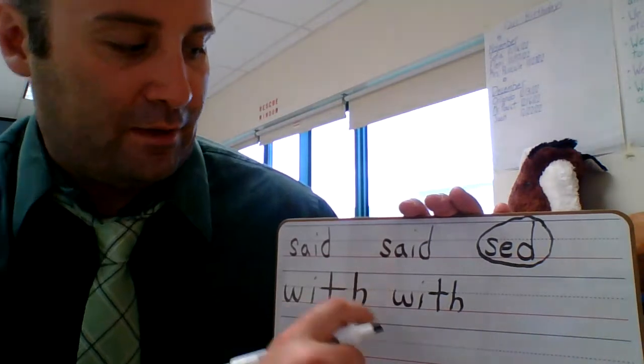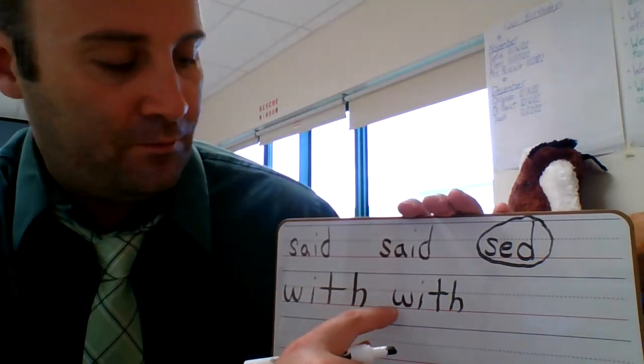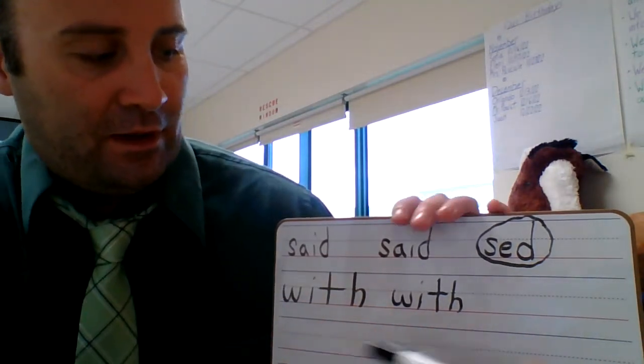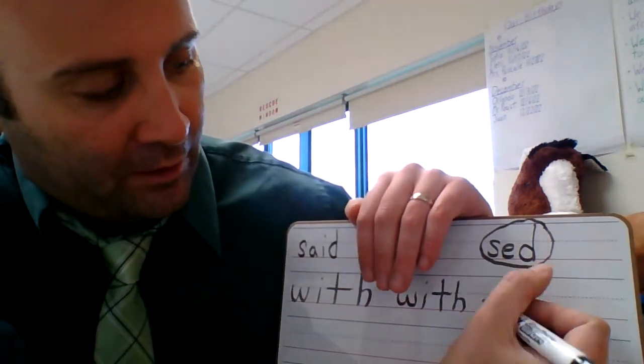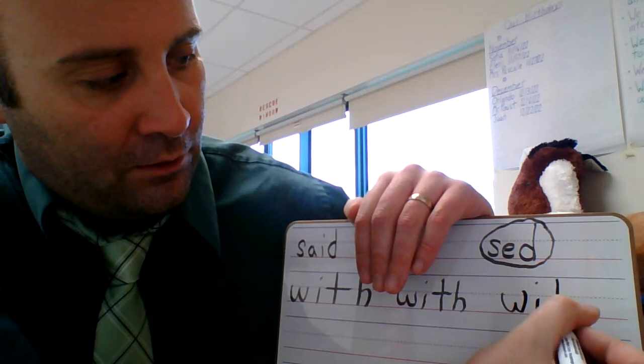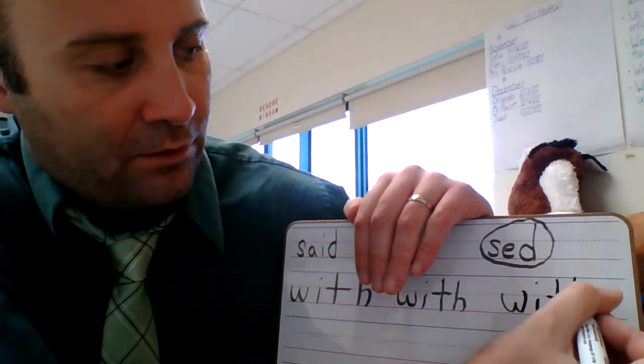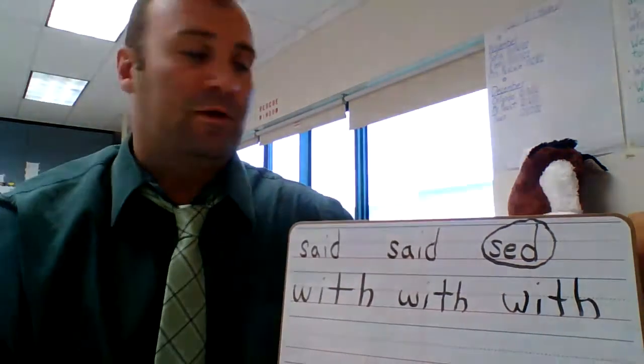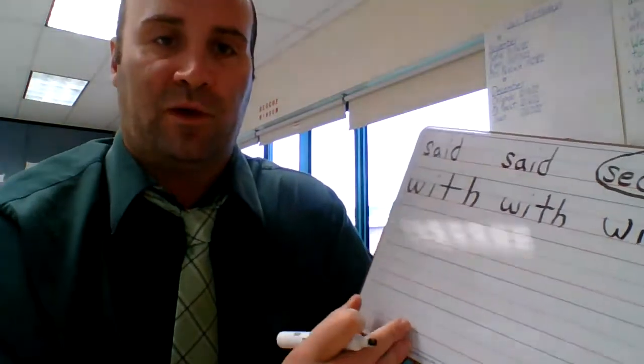Look, say, cover, write. So look, say, with, W-I-T-H. Cover. Now write. W, i, with. Did it right? Okay. So now we're going to move to our third spelling word, which is this.